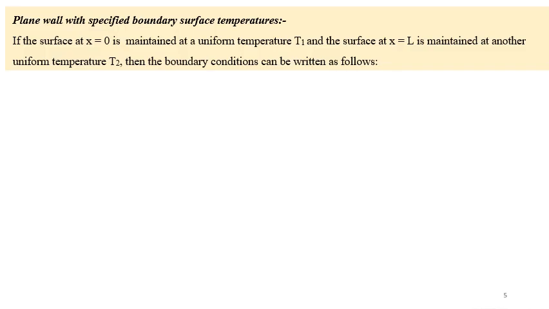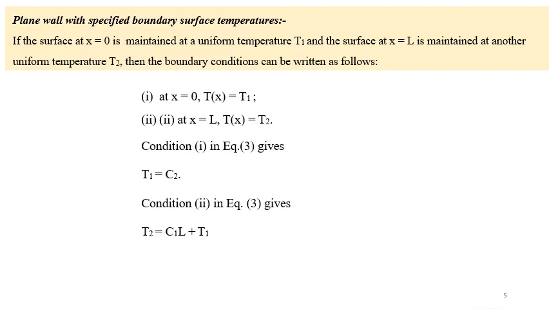What are the boundary conditions? This is a plane wall with specified boundary surface temperatures. At x equal to 0, the temperature is T1, and at x equal to L, the temperature is T2. So T of x is equal to T1 at x equal to 0, and T of x is equal to T2 at x equal to L. Applying this condition in equation 3, we get C2 is equal to T1.